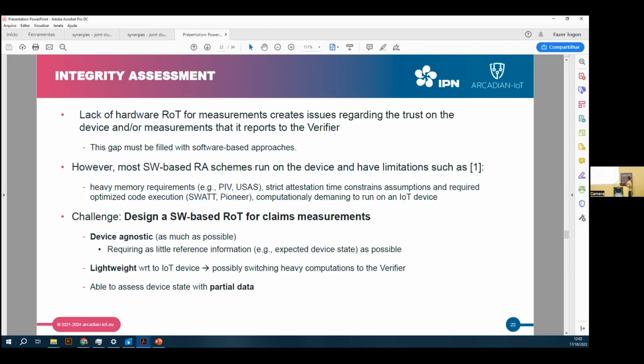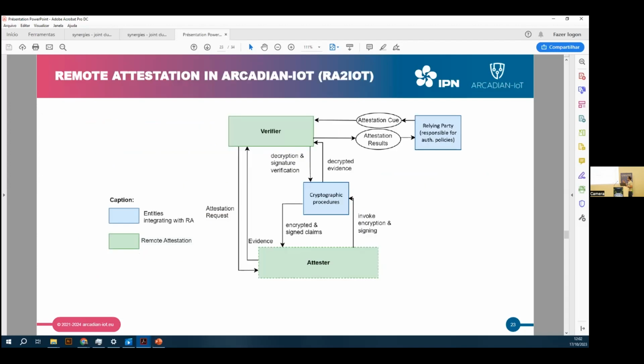So this is a high-level view of our architecture. The two main components are the verifier and the attester. Both of them use an external library provided by one of our partners, which is the ARM encryption library, to perform cryptographic procedures. Also, the verifier sends attestation results to, and receives attestation requests from, a relying party, which in the context of this project is the reputation system.